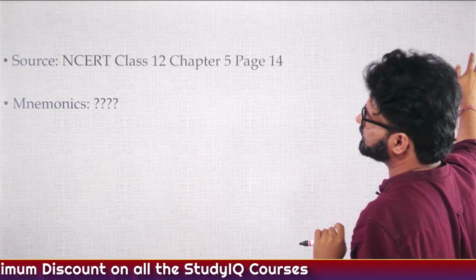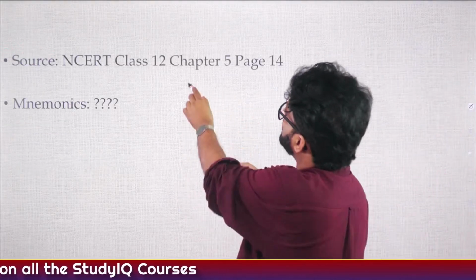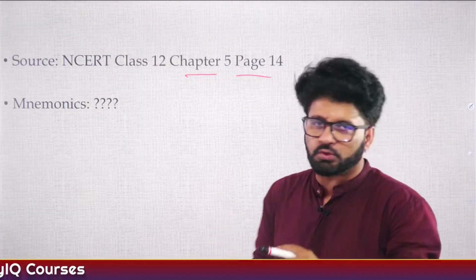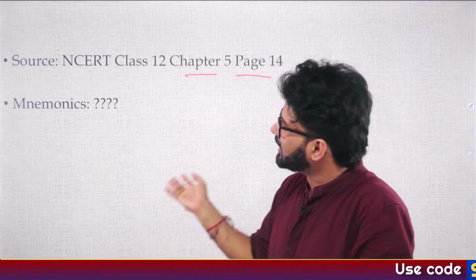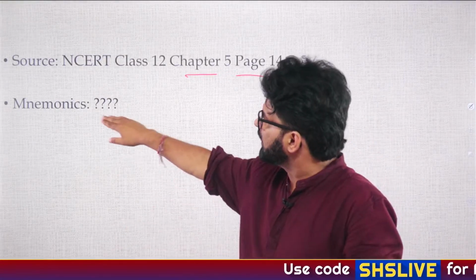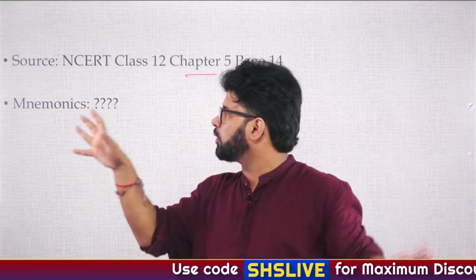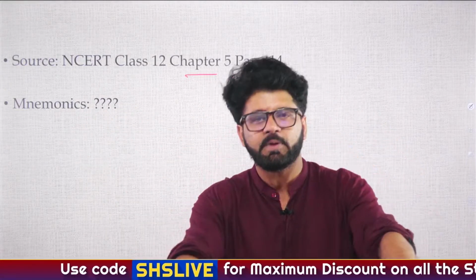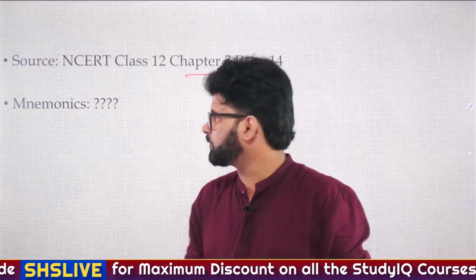Next question. Source: NCERT class 12 chapter 5 page 14. There they have talked about these crops and that's why UPSC generally asks these questions. Mnemonic we have discussed: Kharif crops, Kobama ki tu jori, and Rabi crop is V ba gram.